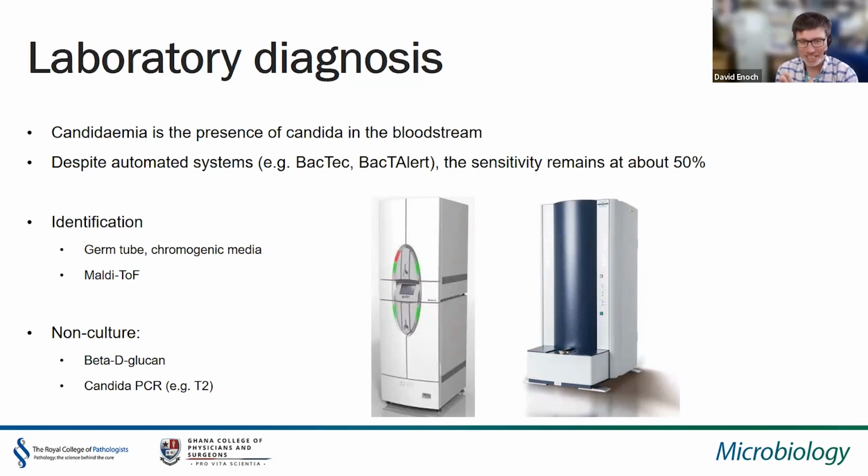Identification, I've got some slides coming up with some of the things that we do, but the picture on the right of your screen is a MALDI-TOF, which is what we use for identifying pretty much most of our bacteria and most of our fungi now, and that's a mass spectrometry system. So that's based on culture, but then obviously there are other non-culture methods, as I've said. So serology, there's beta-D-glucan. There are also molecular methods such as PCR as well.